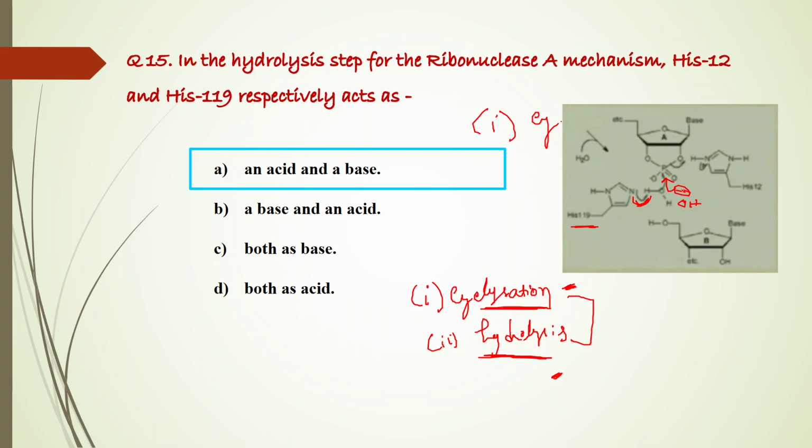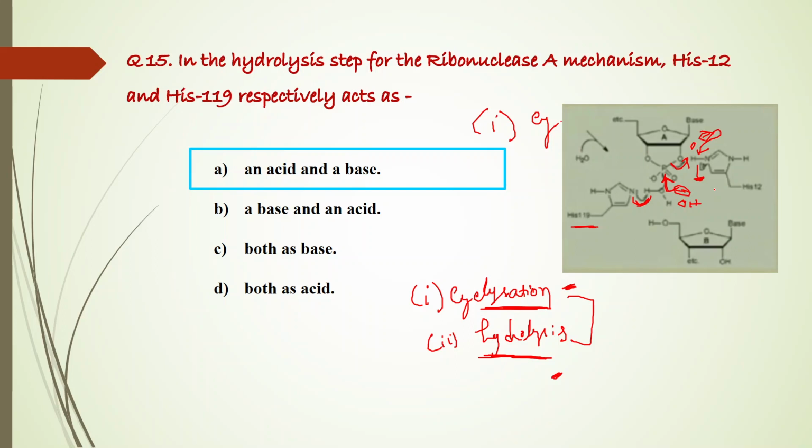After this hydroxyl ion attacks here, this bond is breaking and becoming O minus. Now it will find something to be stabilized. What can it see? There is a hydrogen atom from histidine 12 which it can abstract and form OH, right? So what is histidine 12 doing here? It is giving its H plus to this O minus. So it is giving away H plus.